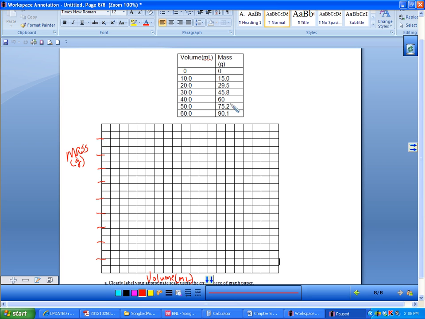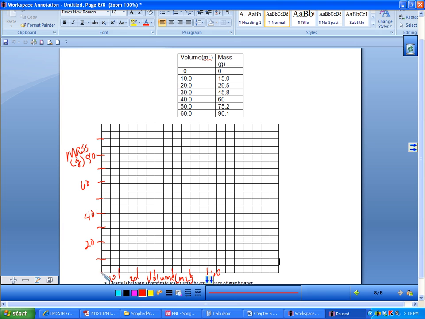And I went all the way up to 90 because I know my mass goes up to 90, and I did it by 10. So here's going to be 10, 20, 30, 40, 50, 60, 70, 80. And I'm going to do the same thing here, 10, 20, 30, 40, 50, 60. So there's my 60. This is my 10 and my 20, and I'm having trouble labeling these because I've written down there, but I think you can get the picture.